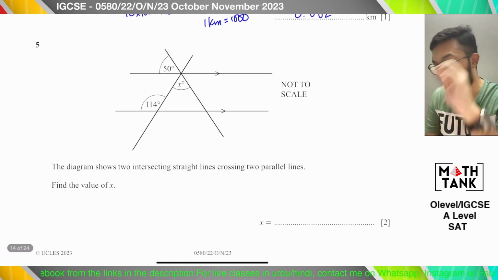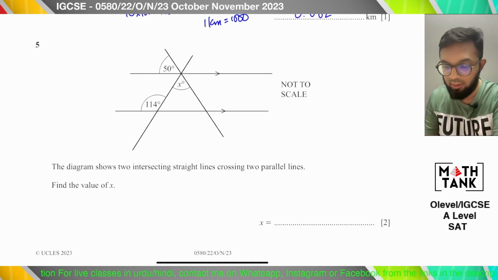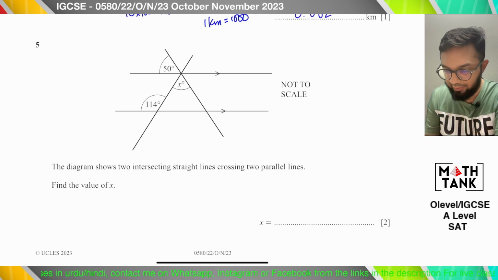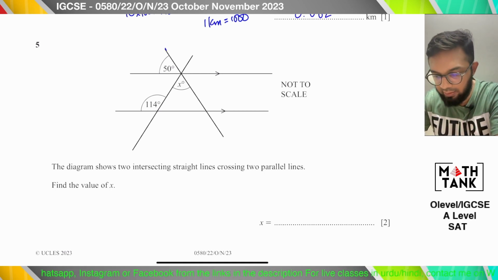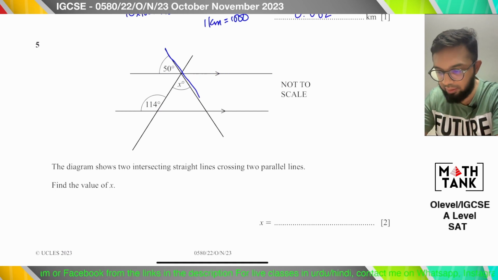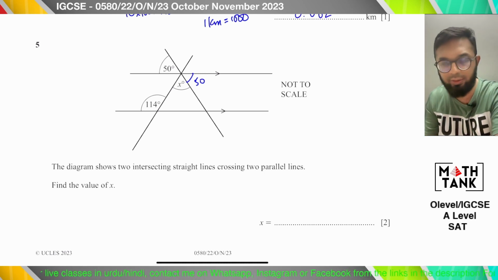The next question is angle properties. The diagram shows two intersecting straight lines crossing two parallel lines. When you have parallel lines, a lot of angles are equal. The first thing that I see is there's an X forming, so there are vertically opposite angles, so this has to be 50. And whenever you have parallel lines, there are alternate angles.